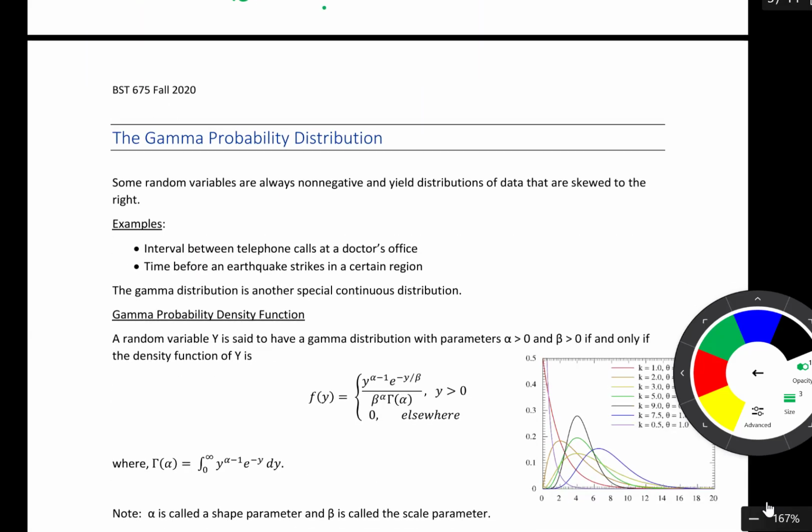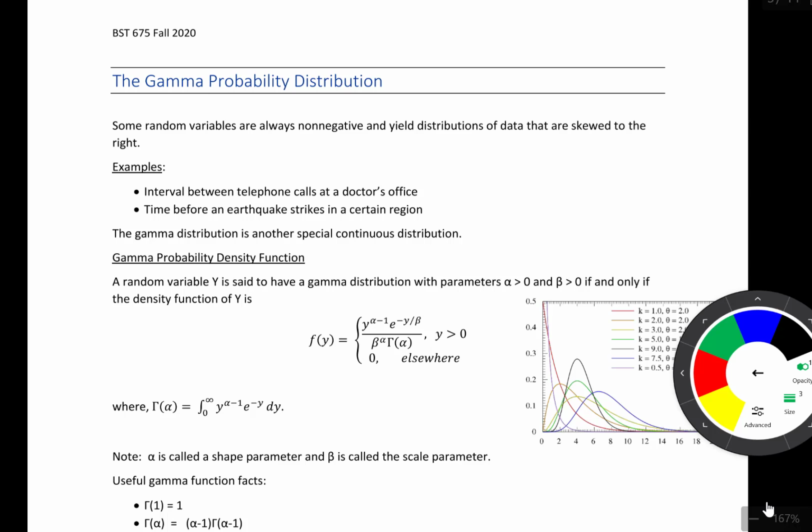Another distribution that's useful is what is called the gamma probability distribution. So the normal and the uniform that we looked at, those are both symmetric distributions. We may be interested in what is called a right-skewed distribution. So remember, right-skewed looks something like this. Well, a gamma probability distribution is a set of distributions that are right-skewed.